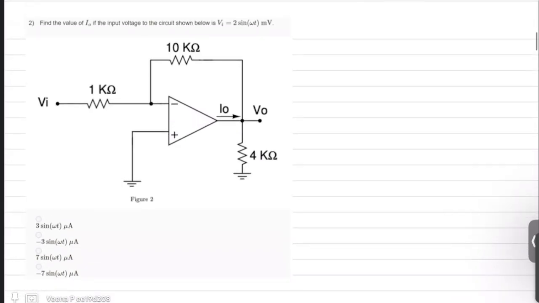This is the first problem based on op-amp circuits when AC excitation is given. Find the value of I0 if the input voltage to the circuit shown below is Vi equal to 2 sin omega t millivolts. You are asked to find the output current coming from the op-amp. Please take some time to solve this question.